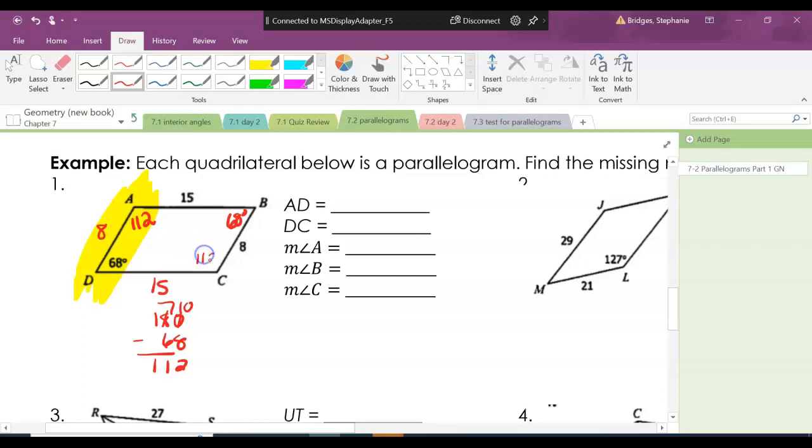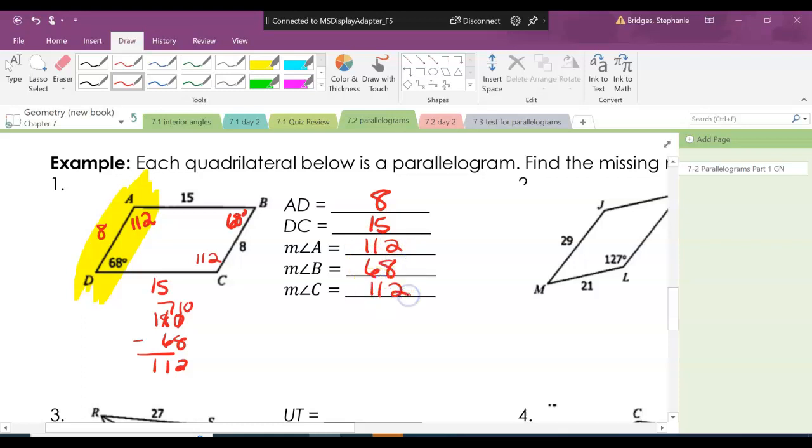All right, now that you have everything filled out, go through and answer your questions next to that picture. What is the length of AD? We labeled it in our picture. Okay, what is the length of DC? 15. What is the measure of angle A? The measure of angle B? And then the measure of angle C.